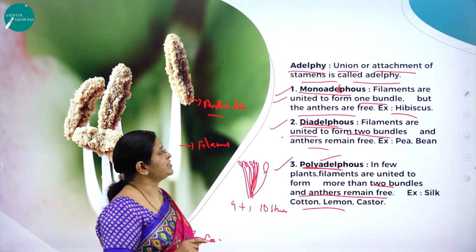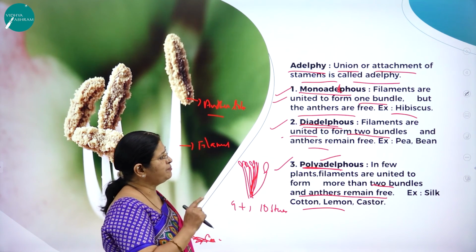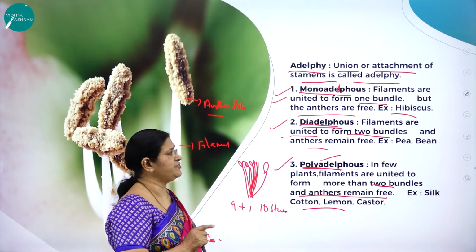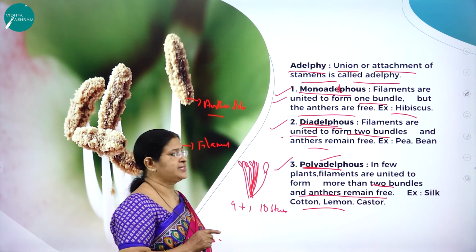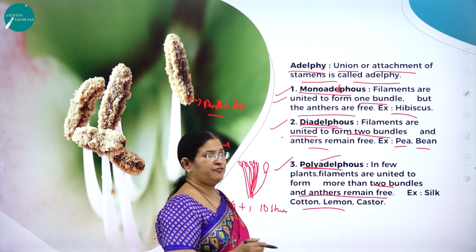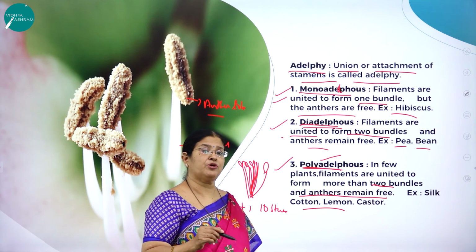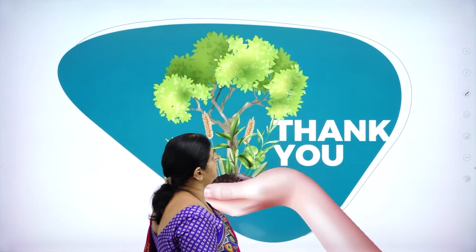Monoadelphous means what? Filaments are united to form one bundle. But the anthers are free. Example, hibiscus. What do you mean by diadelphous? Filaments are united to form two bundles and anthers remain free. Example, we can come across in pea and brinjal. Polyadelphous, in few plants, filaments are united to form more than two bundles. Example like cotton, lemon and castor.